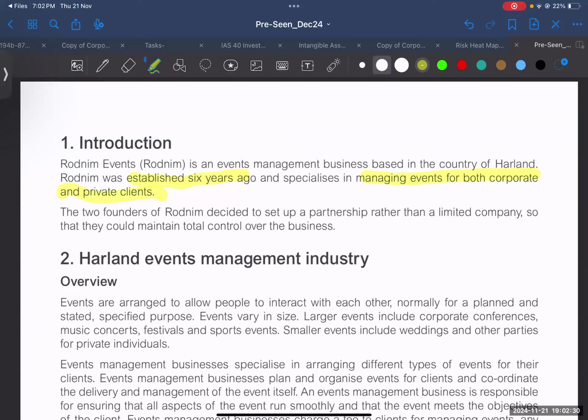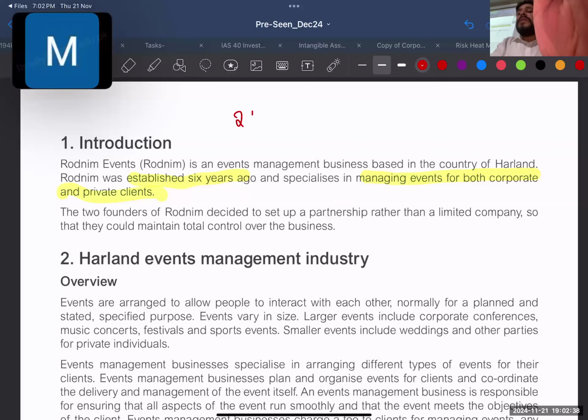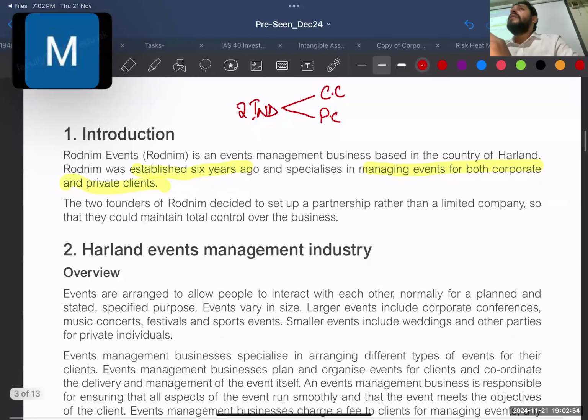So remember one thing, they specialize in 2 different industries. So there are basically 2 different industries in which the company is right now working. Number 1 is the corporate clients and number 2 is the private clients. Now, if you are given further information on how the corporate clients work, how the private clients work, what fees we charge on the corporate client, what fees we are charging for the private clients, there may be some service divisions also given for the corporate clients.